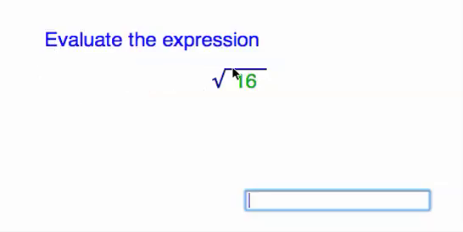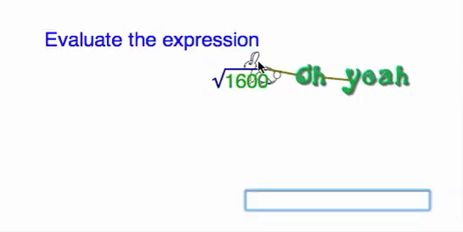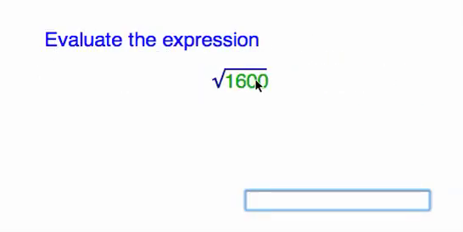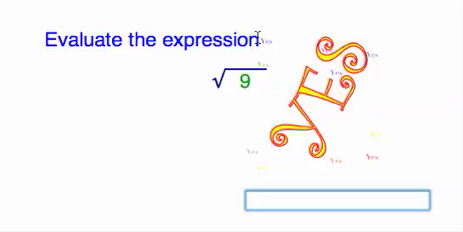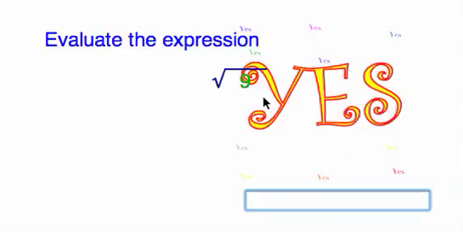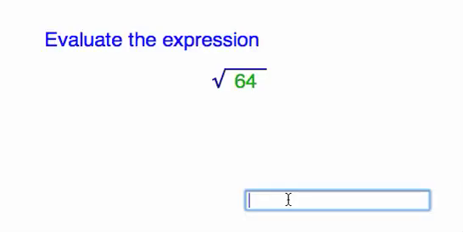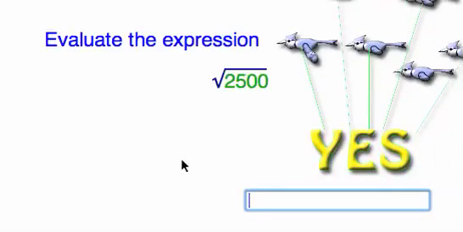Square root of 16. 4 times 4 is 16. What times what is 1600? So once again, square root of 16 is 4, and then half the number of zeros is 40. Okay? 10. Square root of 9 is 3. And square root of 64 is 8. Square root of 9 is 3.